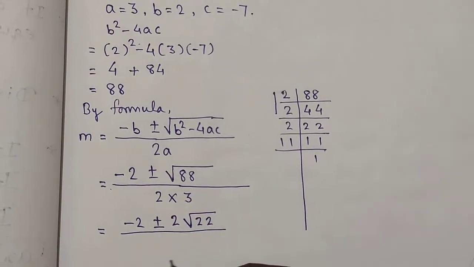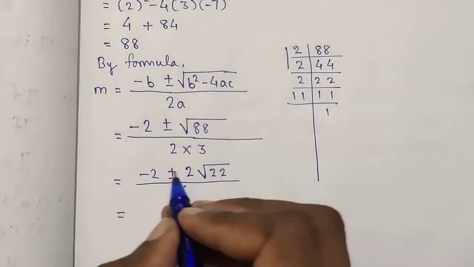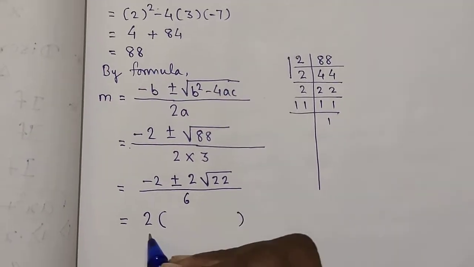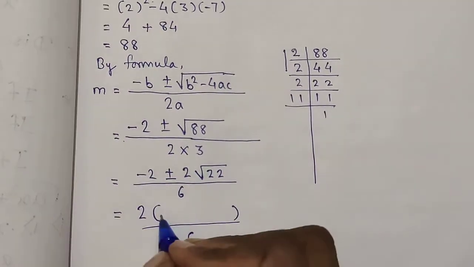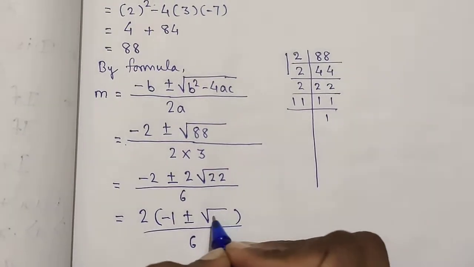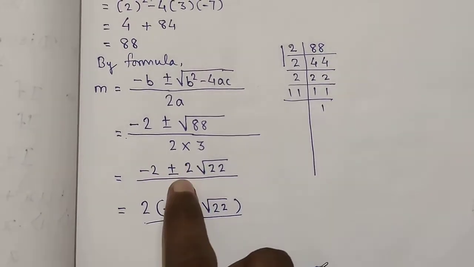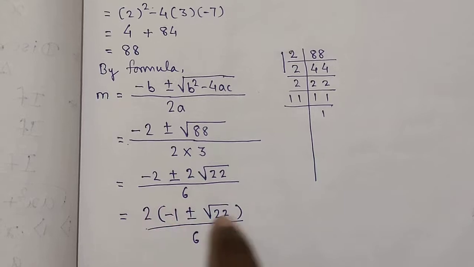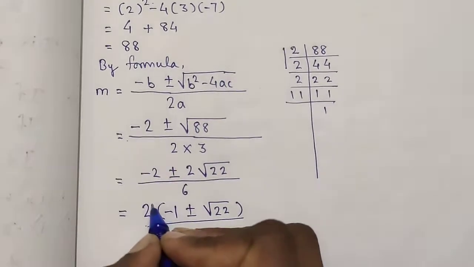Now what is there in the denominator? 2 3s are 6. Now you can see in the numerator 2 is common. So if you take 2 common, let us see what is remaining. Here 2 is taken common, so minus 1 is there, plus or minus. Now 2 is taken common, so root 22 is remaining. Okay. Remember, you cannot do cancellation like this, because plus or minus is there. Now we can do cancellation because we have a bracket, and bracket means multiplication, so we can do cancellation of 2.